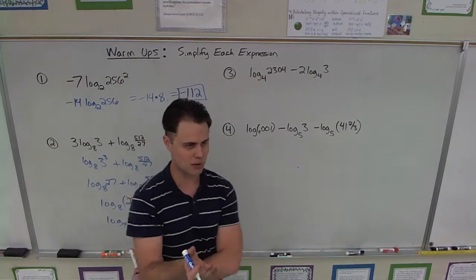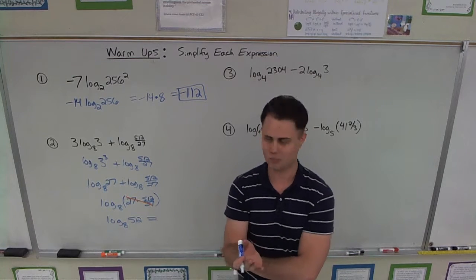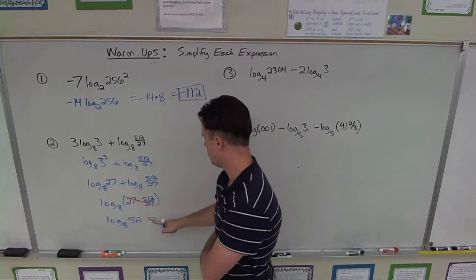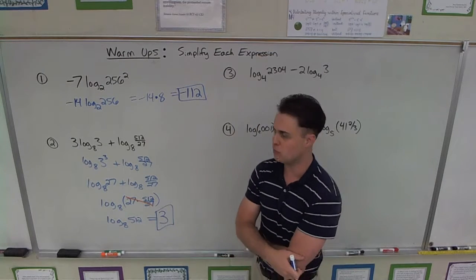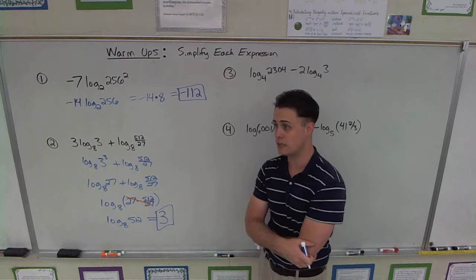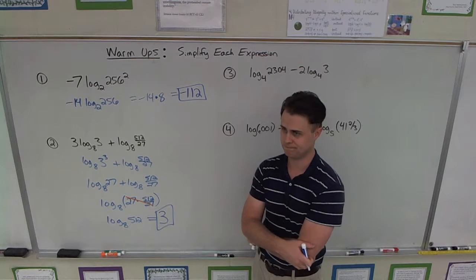What is 512? It's the 3rd power of 8, right? So base 8 to the 3rd power is 512. So when the logarithm base 8 eats 512, you get 3. Okay?